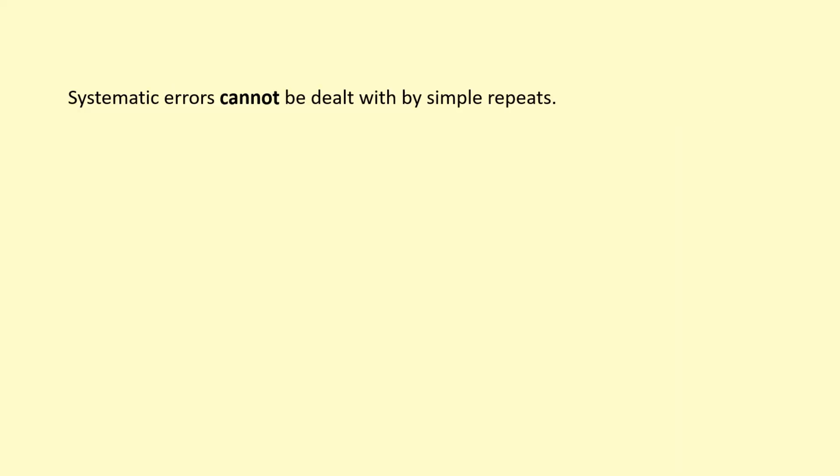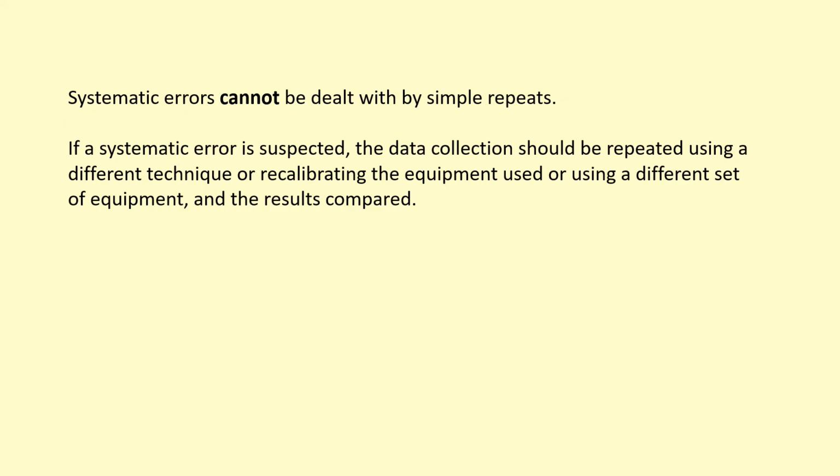Okay, systematic error occurs when there's something wrong with the technique or the instrument that you're using. So you can't just remove systematic error by repeating the experiment and taking an average. That will minimize random error, but it won't get rid of systematic error. It'll still be there. So the only way to get rid of systematic error is to repeat using a different technique, recalibrating equipment, or just using a whole different set of equipment and then comparing your results.